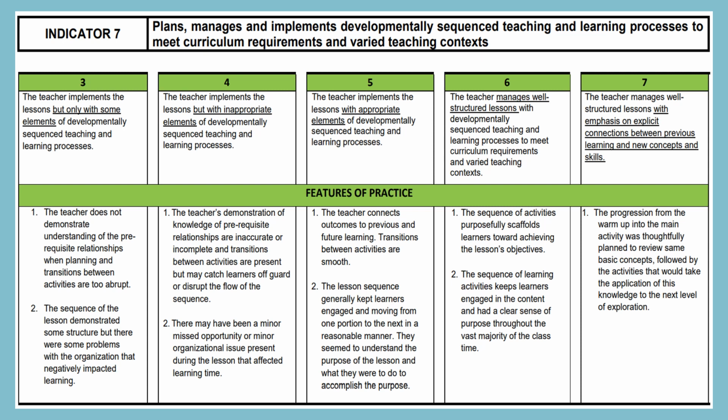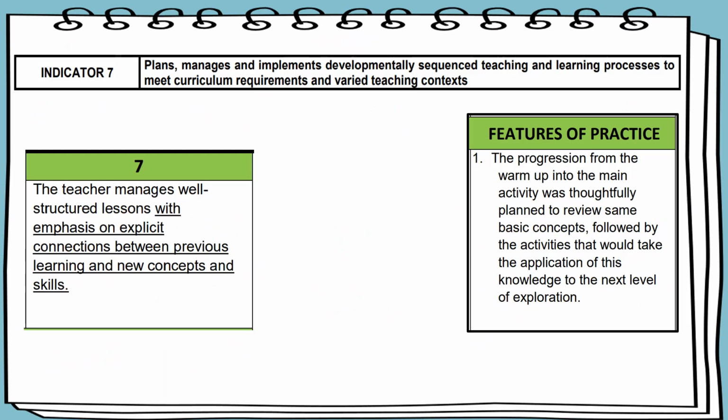Okay, on Indicator 7, plans, manages, and implements developmentally sequenced teaching and learning processes to meet curriculum requirements and varied teaching contexts. So these are the rubrics para makakuha ka ng 3, 4, 5, 6, or 7. So syempre, focus again tayo dun sa level 7. To get the highest level on Indicator 7, the teacher manages well-structured lessons with emphasis on explicit connections between previous learning and new concepts and skills.